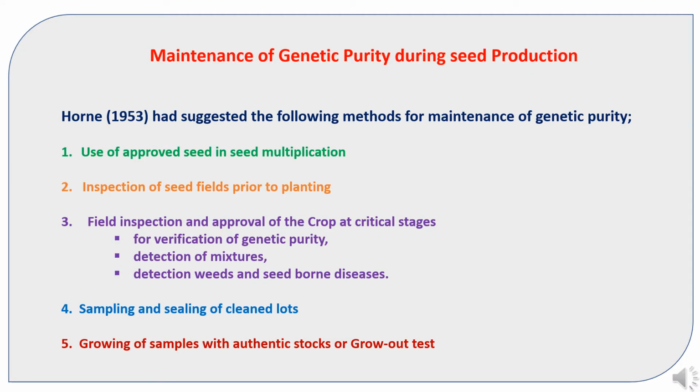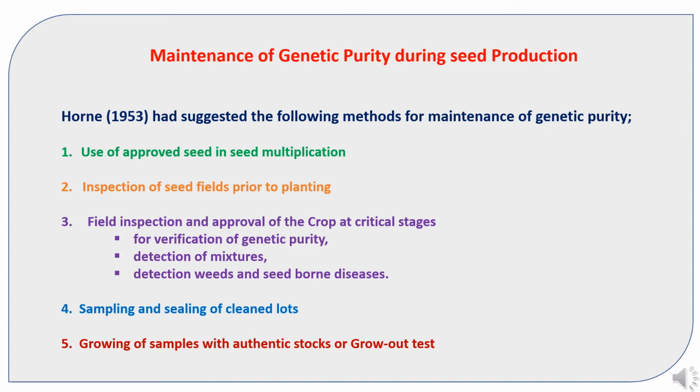To maintain the genetic purity during seed production, in 1953, Horn has suggested some methods to follow for the same. Like first one is use of approved seed in seed multiplication to avoid any drawback or quality problems. Second, inspection of seed fields prior to planting. It will avoid any issues of volunteer plants in mixing of seeds production.